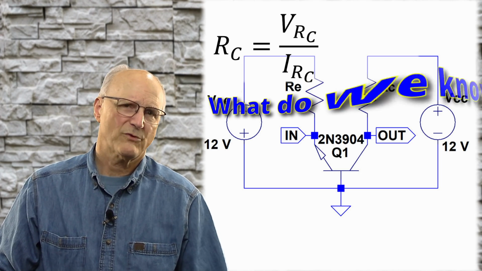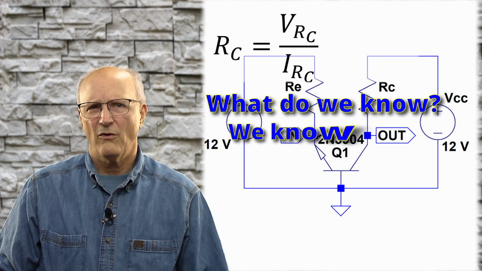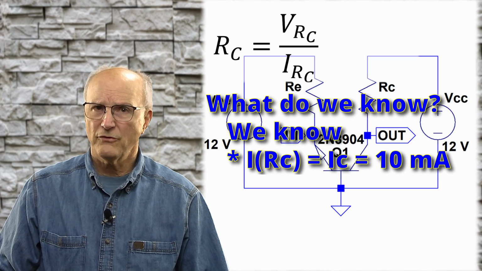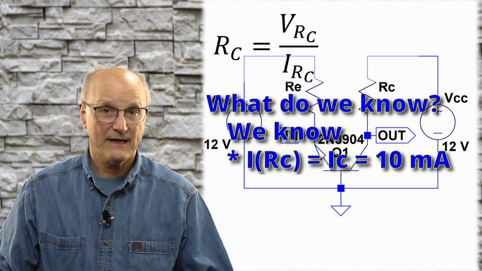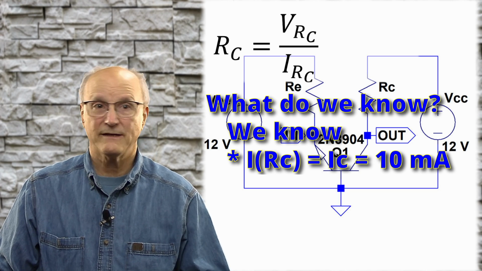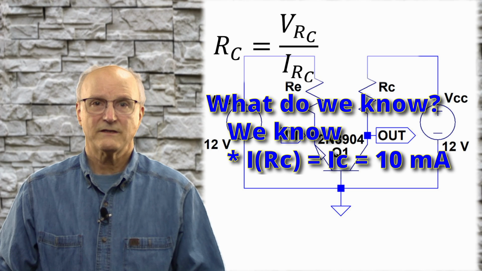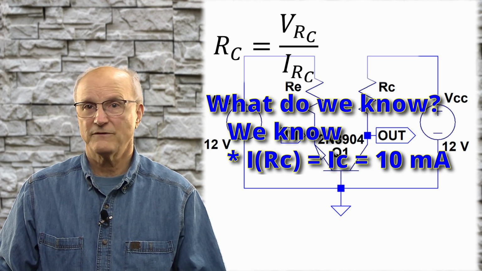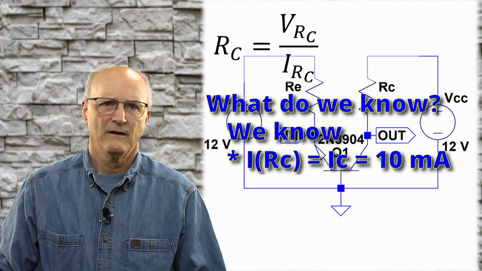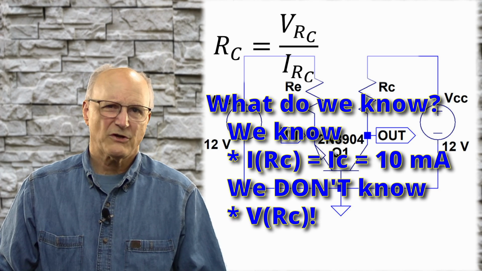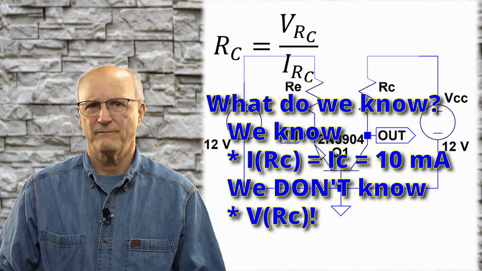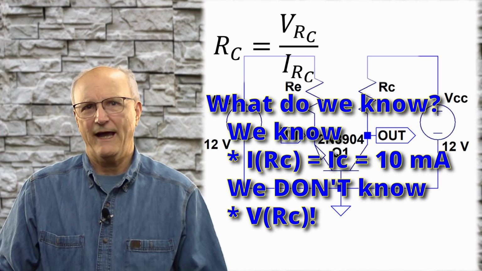And so now we ask, what do we know? We know that the current through the collector resistor, in this case, is the same as the collector current. And one of our design goals is to establish a collector current of 10 milliamps. But we don't know the voltage across the collector resistor. So how are we going to get at that?